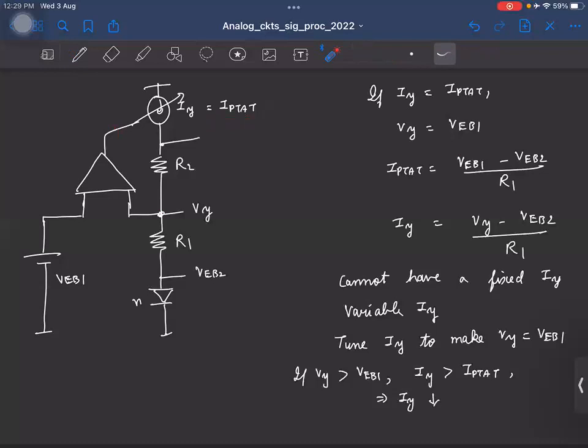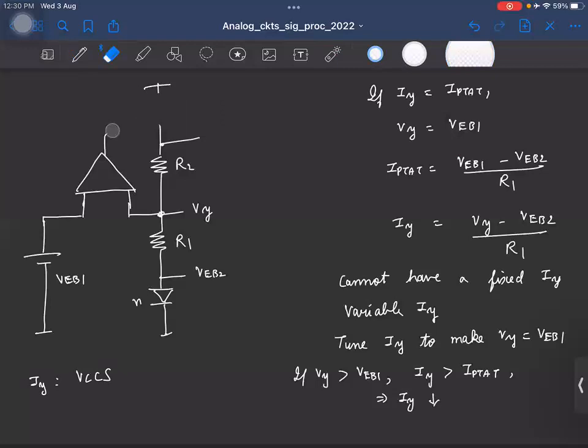So what kind of element is this? It's a voltage controlled current source, right? So Iy has to be a voltage controlled current source. Is that okay? And what is the simplest voltage controlled current source? You know, it's a MOSFET. So what I'll do, I'll replace this by a MOSFET. Okay, and let's call the gate voltage Vg.